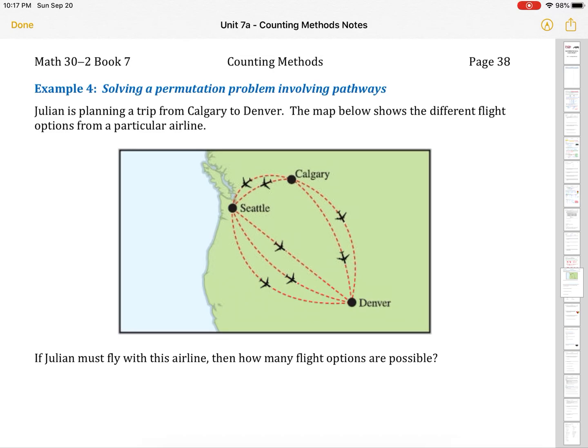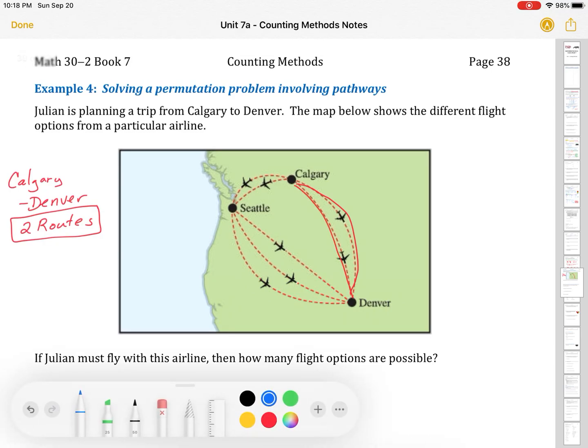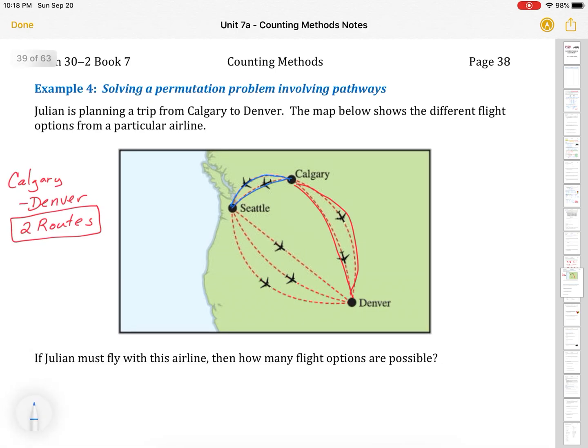Now, what it means is that he's going from Calgary to Denver. So he can either fly straight from Calgary to Denver, and there's 2 different routes that go that way. So he's got 2 direct routes from Calgary to Denver. So let's map that out. So Calgary direct to Denver. There are 2 routes. Okay, so that's from here and here, right?